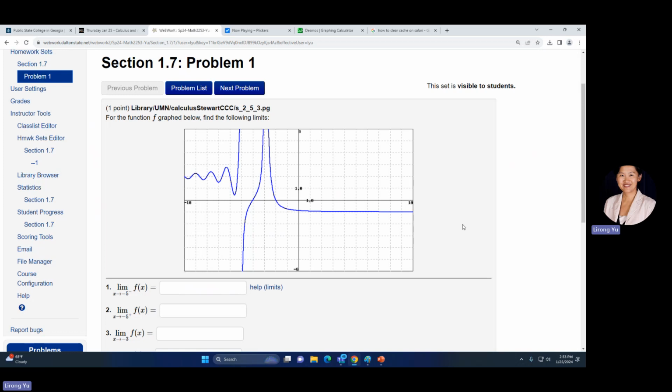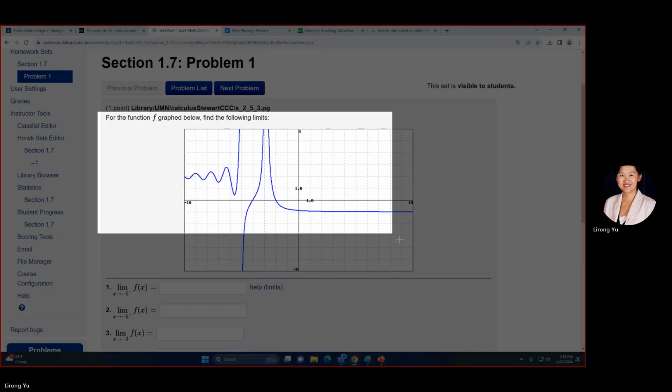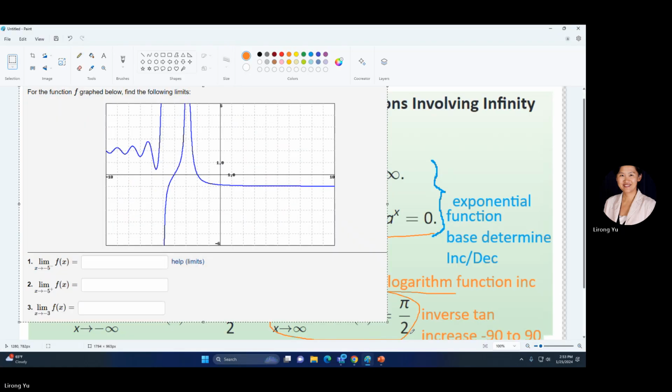So maybe I can copy over the picture. You can actually record it. All right, so -5 is right here: 1, 2, 3, 4, 5. You can see at -5, on the left it goes up, on the right it goes down. So here is a positive infinity, this is a negative infinity. And then the one after that is at -3, which is over here. At -3 it goes up to positive. So that's the answer for the first three.